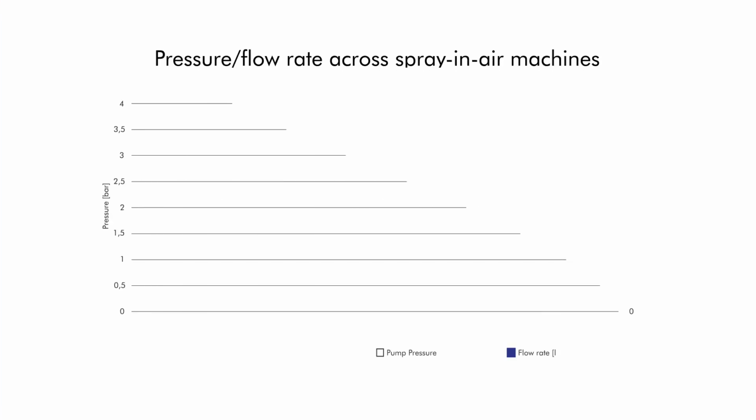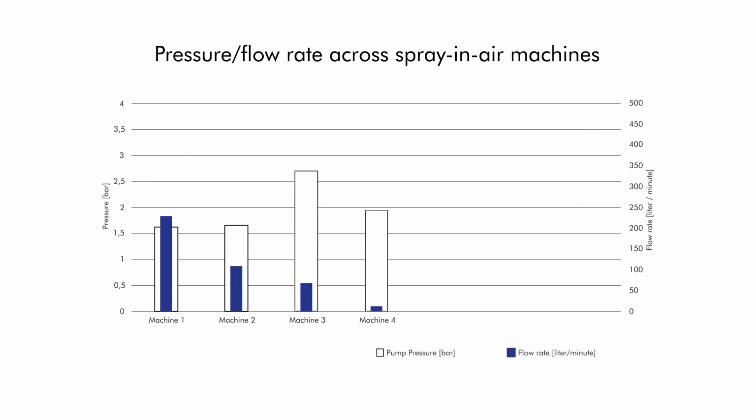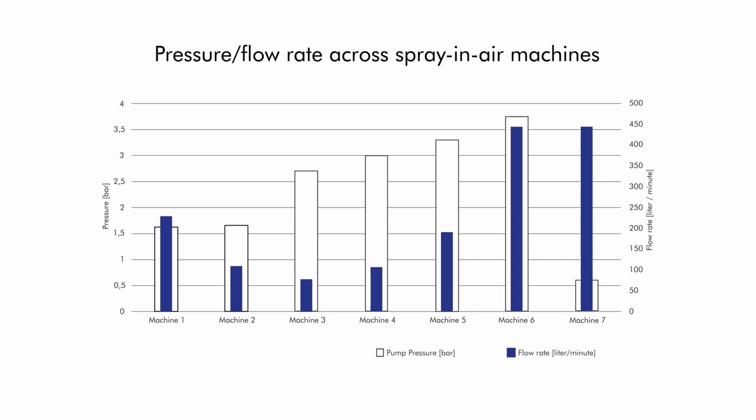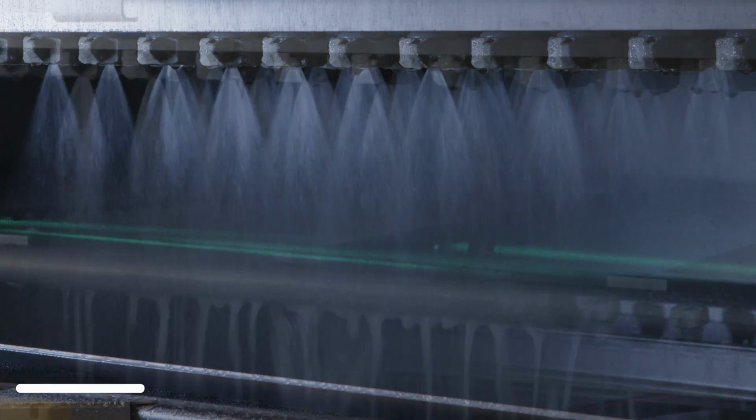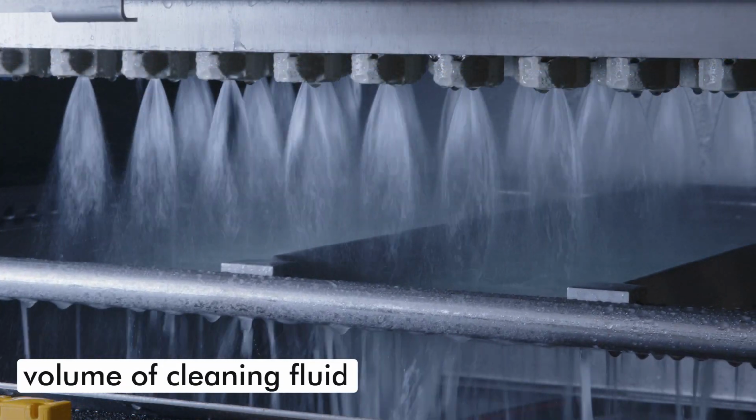For this purpose, we have carried out various measurements on commercially available spray and air systems and compared the technical data. We measured the pump pressure of cleaning systems with a pressure gauge installed in the piping. Flow rate data was taken from the pump manufacturer's specifications. Specialized measurements were used to measure the pressure of the cleaner's impact on the assembly surface as well as the volume of cleaning fluid arriving on the assembly.